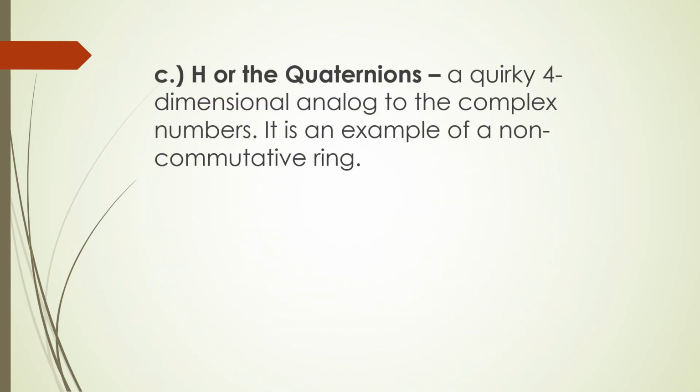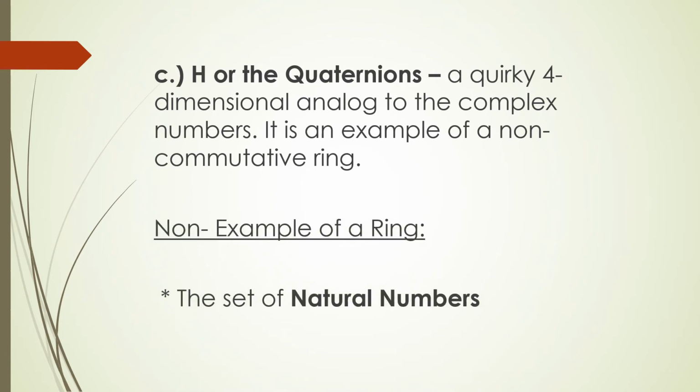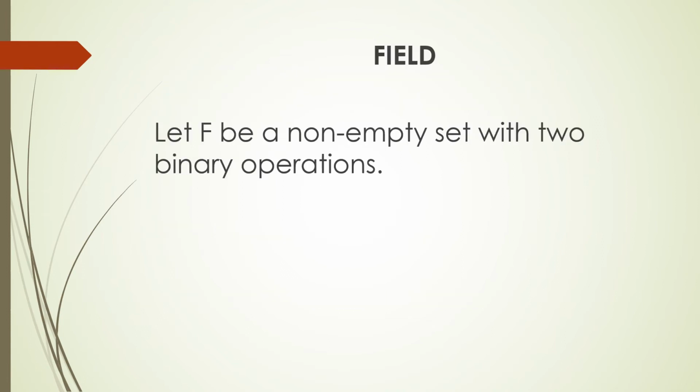H, or the quaternions, is a quirky four-dimensional analog to the complex numbers. It is an example of a non-commutative ring. A non-example of a ring is the set of natural numbers. The natural numbers do not form a ring because additive inverses do not exist.